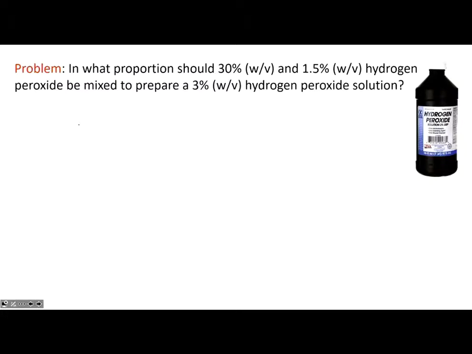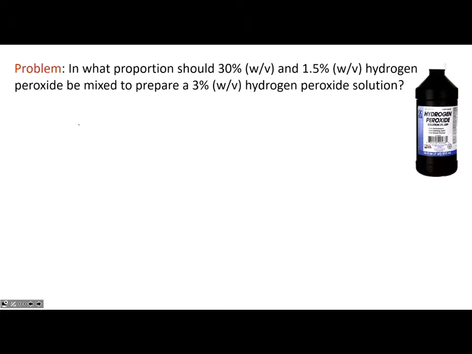I should read the question. In the proportion, what is the proportion of 30% and 1.5% hydrogen peroxide when you want to make a 3%? So I have a high strength, 30%. I have a low strength, 1.5%. And what do I want? Something in the middle, right?